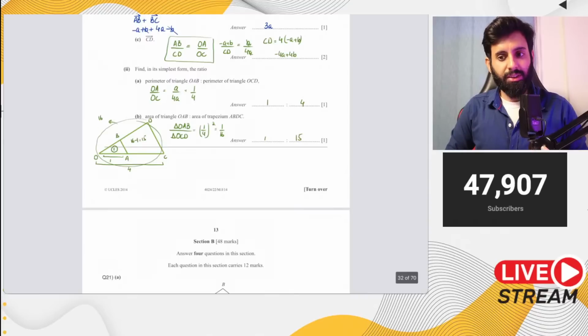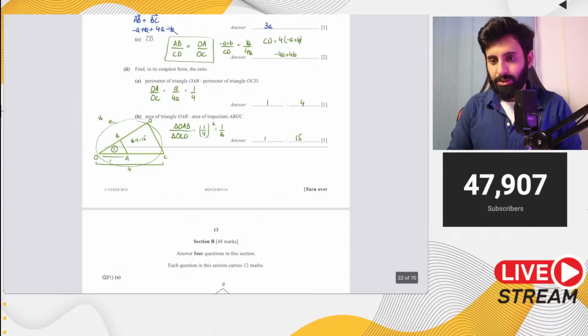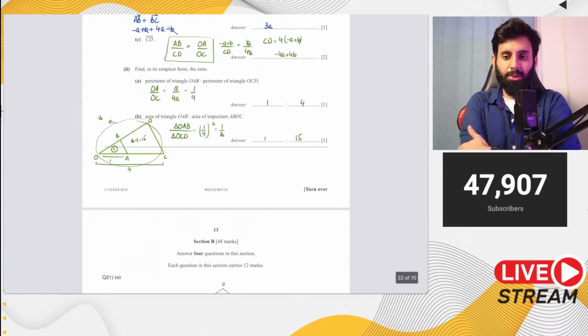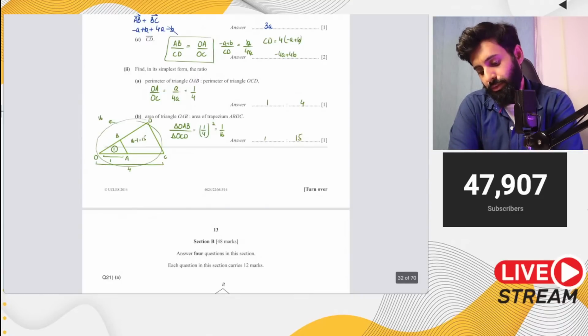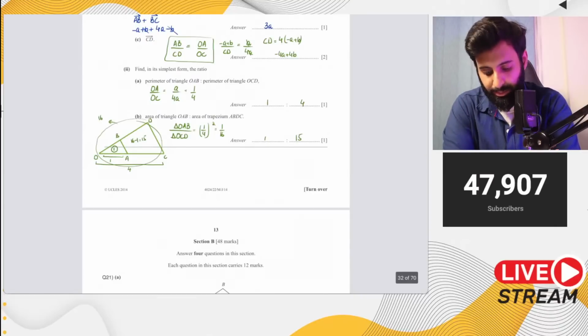Now, these area questions are not always 1 marks. There's no such thing that they will always be 1 mark. If you have to figure out some more information in order to find out the ratio of the areas, then obviously it's going to be more marks. Okay.